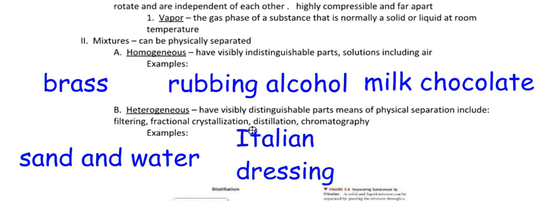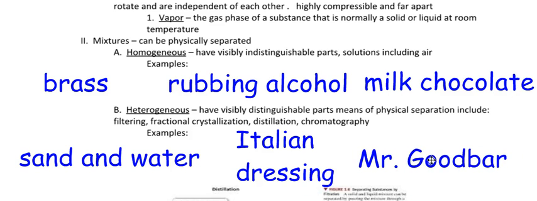Probably a lot of you may have come up with Italian dressing. Probably one of the most common examples, oil and vinegar. They don't mix, they form different phases. And of course, keeping in mind, you probably saw that pecan earlier, Mr. Goodbar, there's peanuts mixed in with the chocolate. I can see the two different things apart from each other.